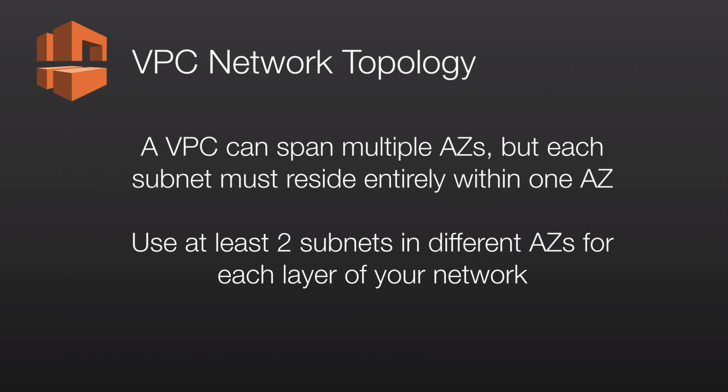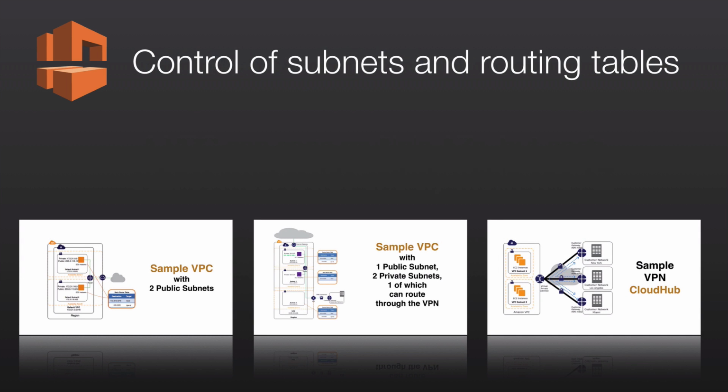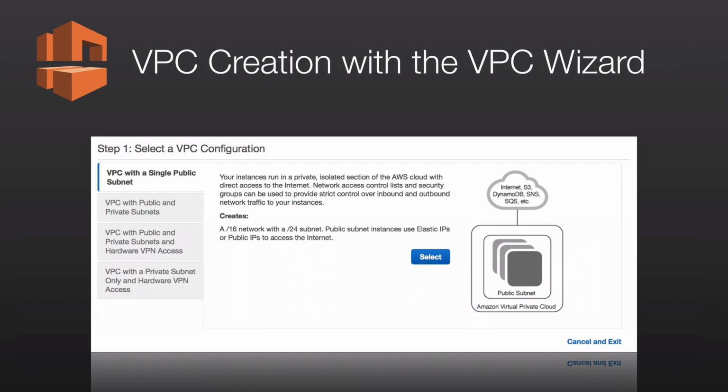VPC topology. A VPC can span multiple AZs, but each subnet must reside entirely within one availability zone. So you want to use two subnets in different AZs for each layer of your network in order to build a good availability strategy, or a platform that will support an availability strategy for your particular service or application. And you have control of subnets and of routing tables. And we provide several different template-based layouts that you can use to create VPCs, including a VPC creation wizard.